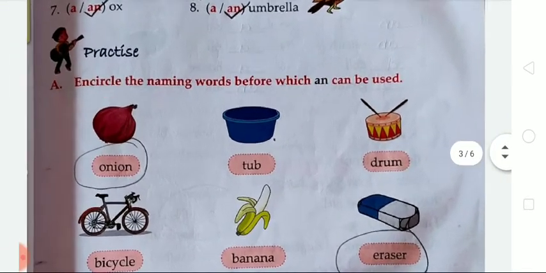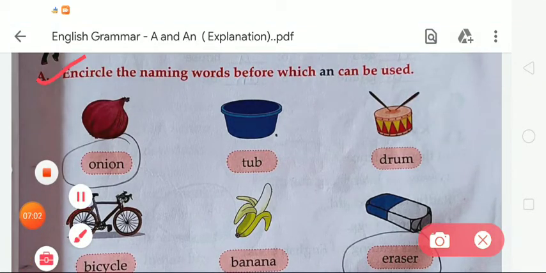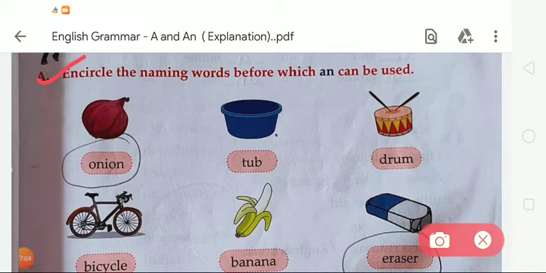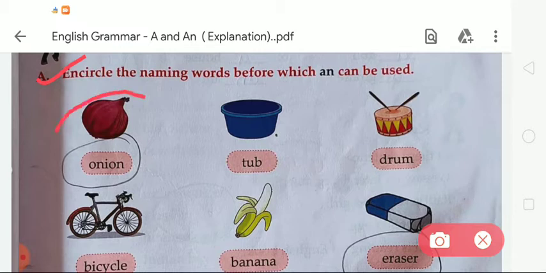Okay students. Here in exercise A, encircle the naming words before which an can be used. Students, here we have to encircle the given naming words before which an can be used. Okay. So first is onion. Tell me what will be used with onion? A or an? So we have to use an with onion. So we have to encircle it. Okay. Now the next is tub. T is a consonant, so we can't use an with tub. So here we can't do anything.